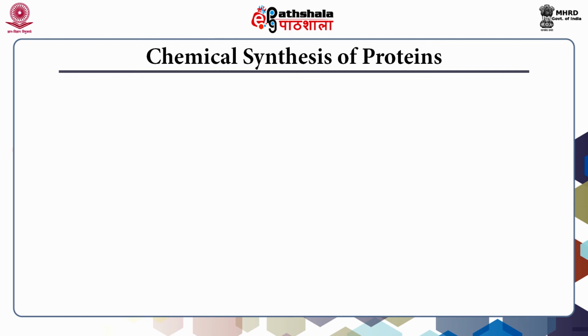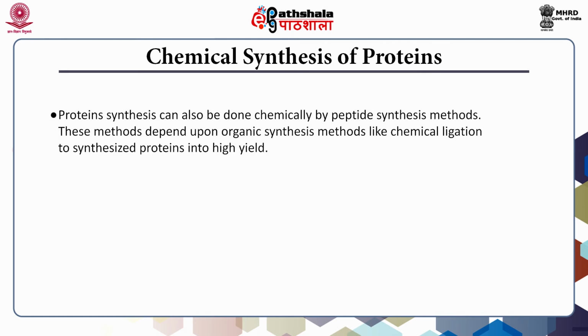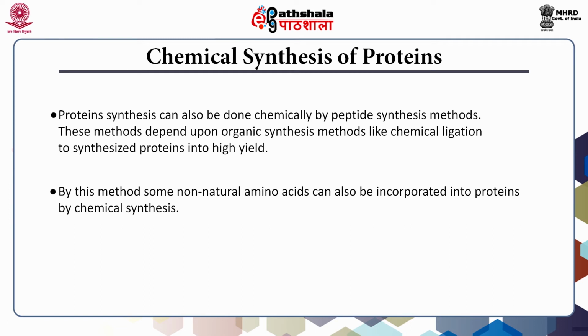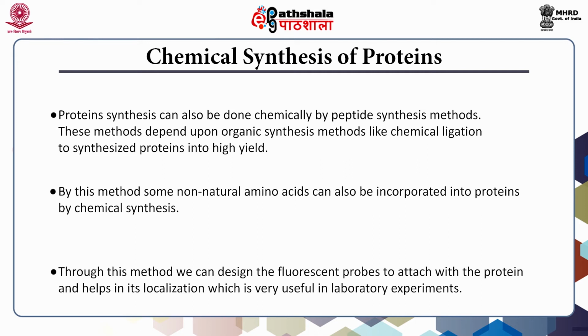Chemical synthesis of proteins. Protein synthesis can also be done chemically by peptide synthesis methods. These methods depend upon organic synthesis methods like chemical ligation to synthesize proteins in high yield. By this method, some non-natural amino acids can also be incorporated into proteins by chemical synthesis. Through this method, we can design fluorescent probes to attach to the protein and help in its localization, which is very useful in laboratory experiments.